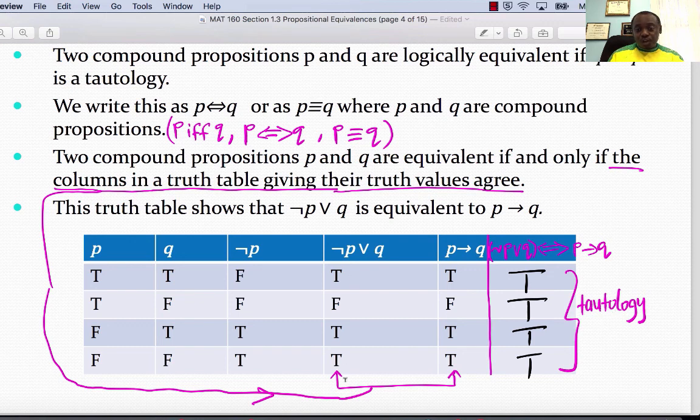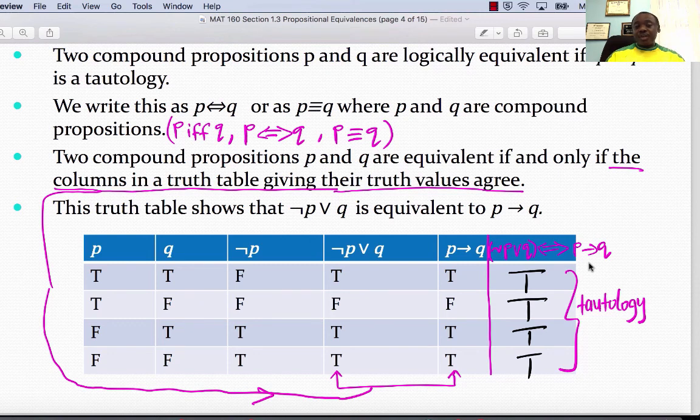So if you did not want to conclude using the fact that these truth values agree, you could just go down here and look at the last column and say that because we have a tautology, the compound proposition not P or Q is logically equivalent to the compound proposition P implies Q. So that is one way of verifying that two compound propositions are logically equivalent. And I would expect you to use that very often.